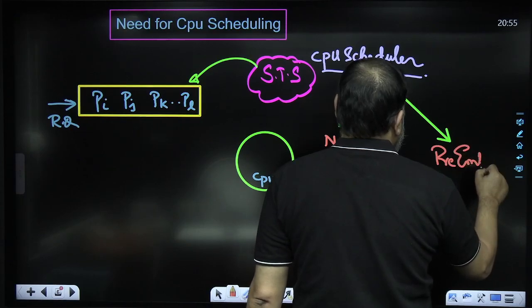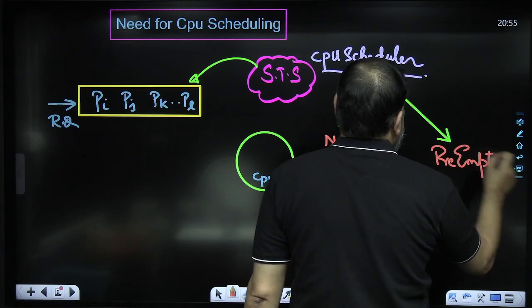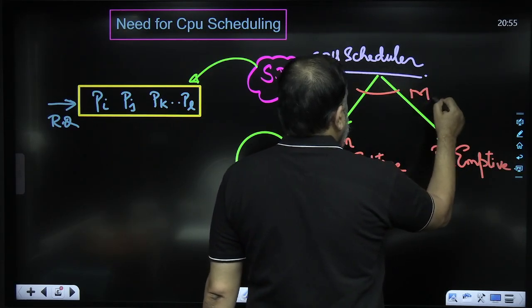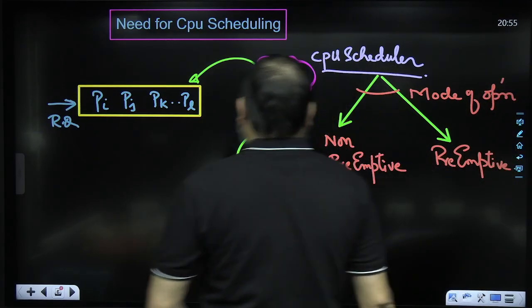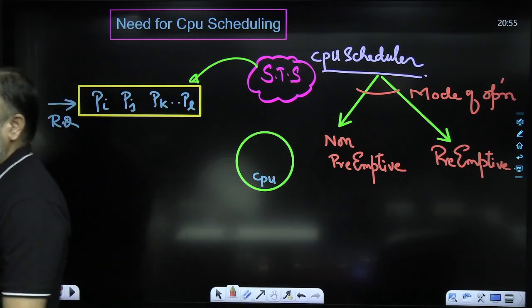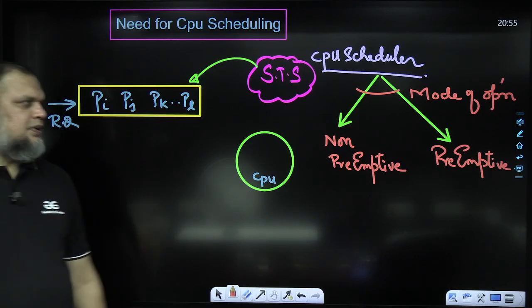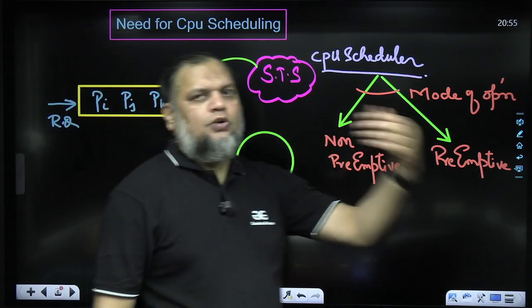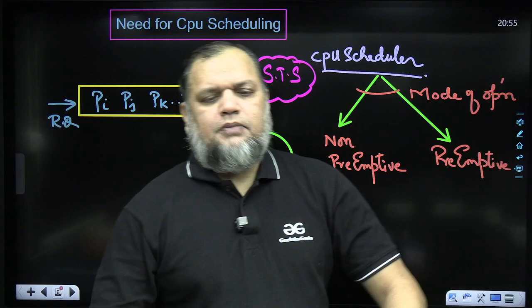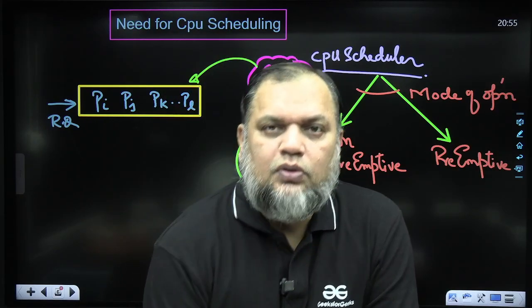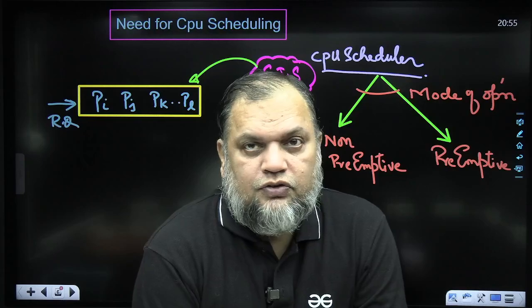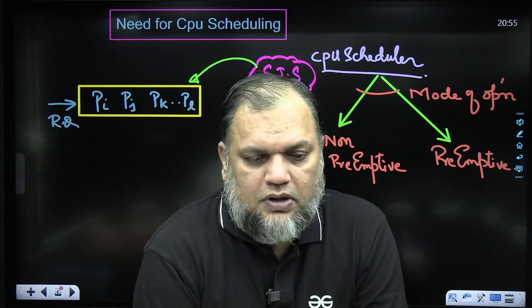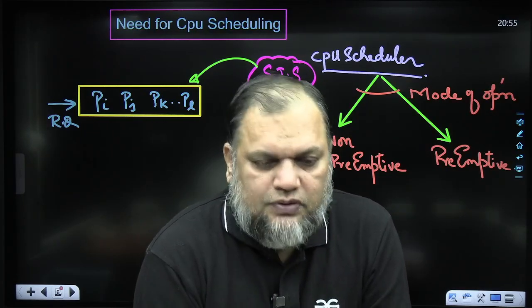Any scheduling technique, any scheduling algorithm, has what is called a mode of operation. It can operate either in non-preemptive mode or preemptive mode. Non-preemption means once I schedule the process onto the CPU, the running program will not leave the CPU, only under voluntary condition. It will not leave the CPU forcibly.